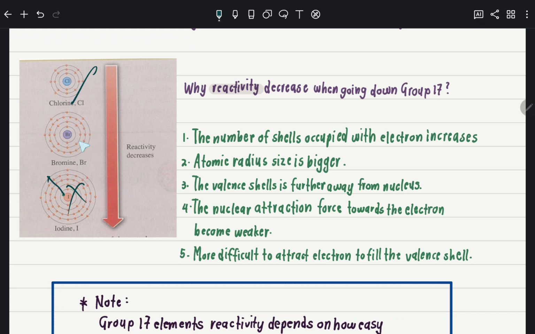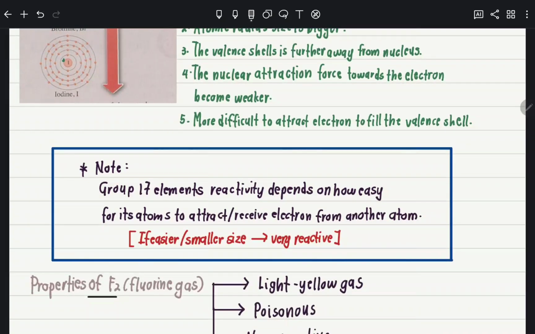Okay, this one is very reactive, this one second, and this one third. So correct, they say reactivity decreases, that is correct. Why? That's the reason. Okay, the 6th sentence that I give to you. So I already put a reminder here.